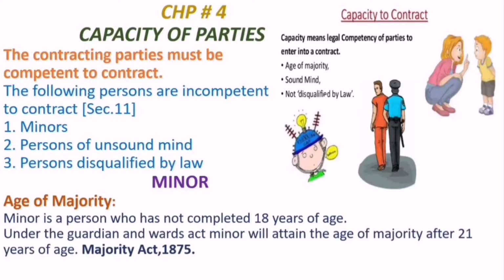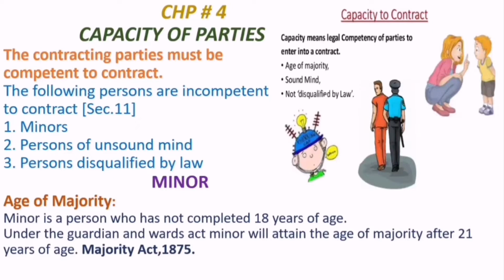Students, today's topic is capacity of parties from the Business Law, Chapter 4. Topic is capacity of parties. Capacity means legal competency of parties to enter into a contract. According to the law, contracting parties must be competent to contract. A person who is of 18 years of age or above and who is of sound mind and not disqualified by law are competent or eligible to form a valid contract.